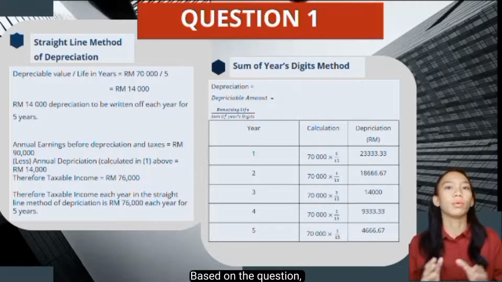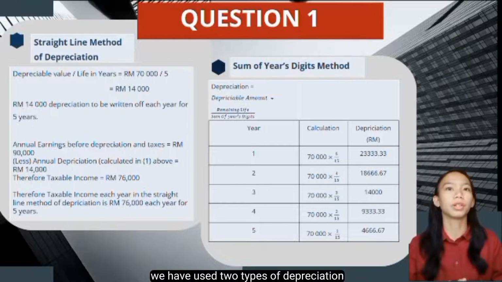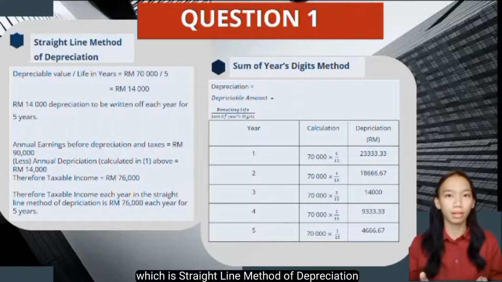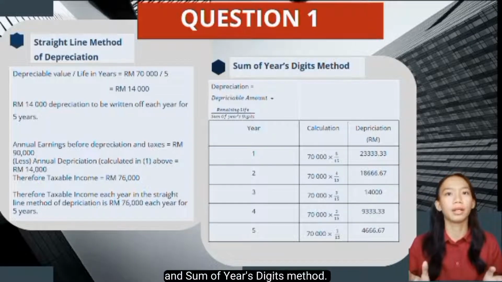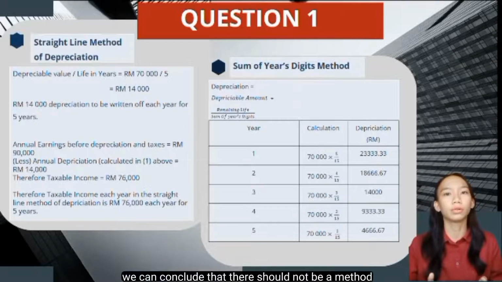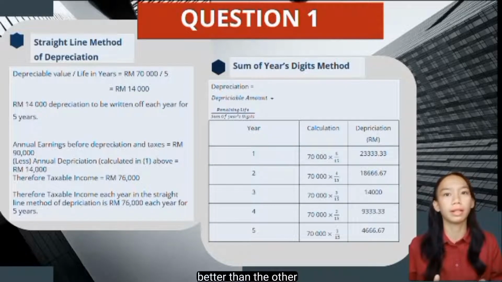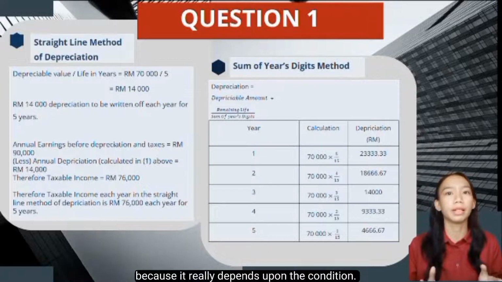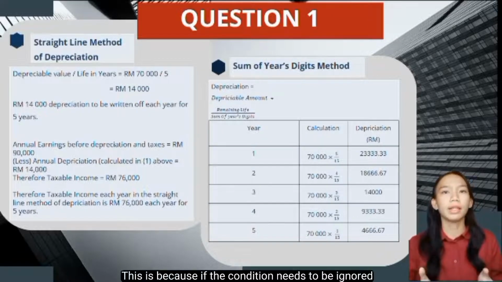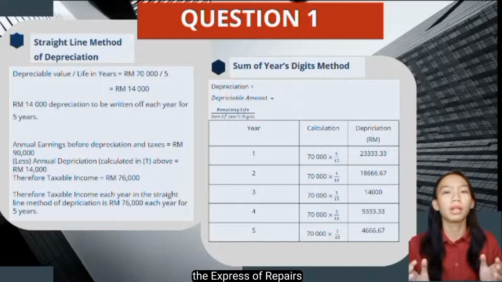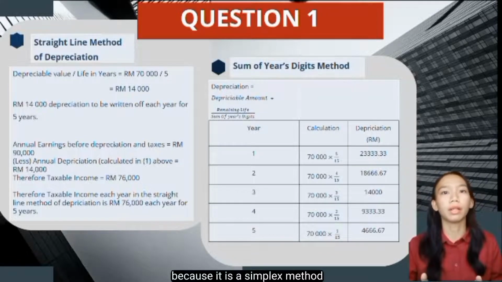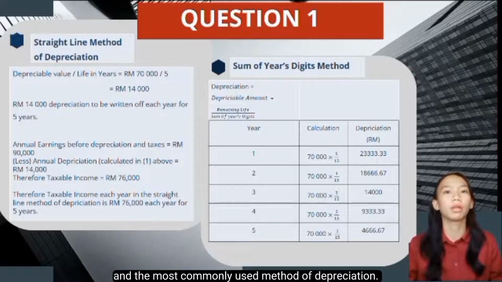Based on the question, we have 2 types of depreciation to find taxable income, which are the straight line method of depreciation and the sum of years digit method. From the 2 types of method, we can conclude that there should not be a method better than the other because it really depends upon the condition. This is because if the condition of repair expenses is ignored, the straight line method is better because it is a simple method and the most commonly used method of depreciation.